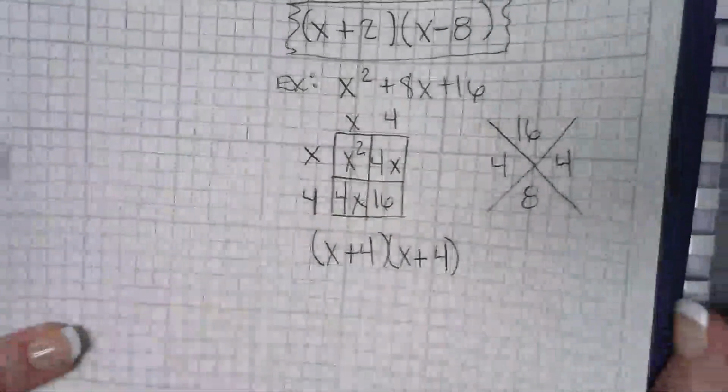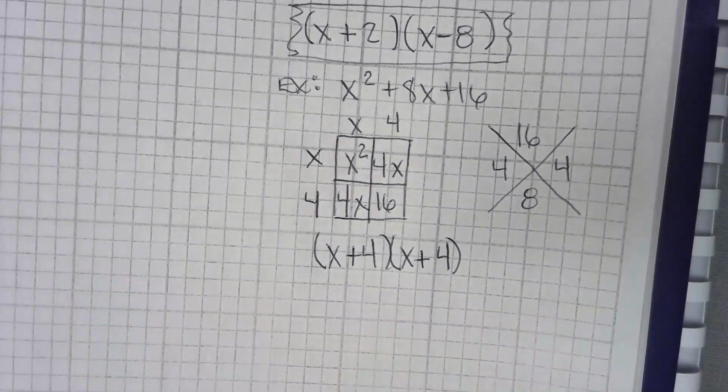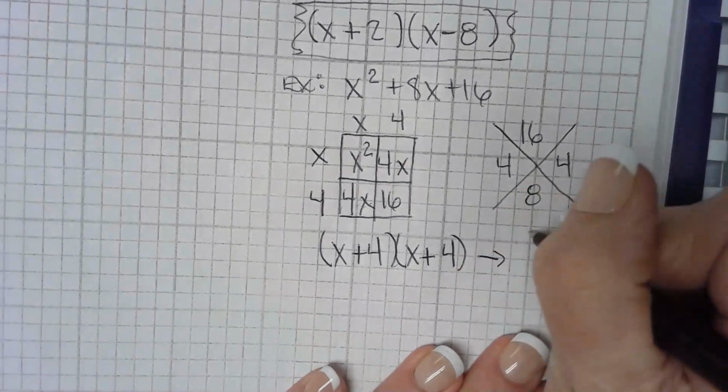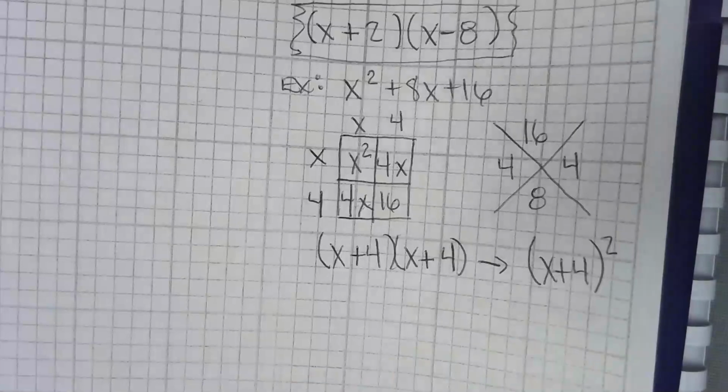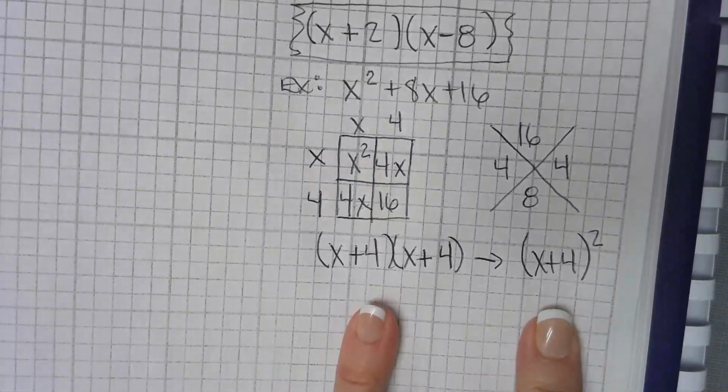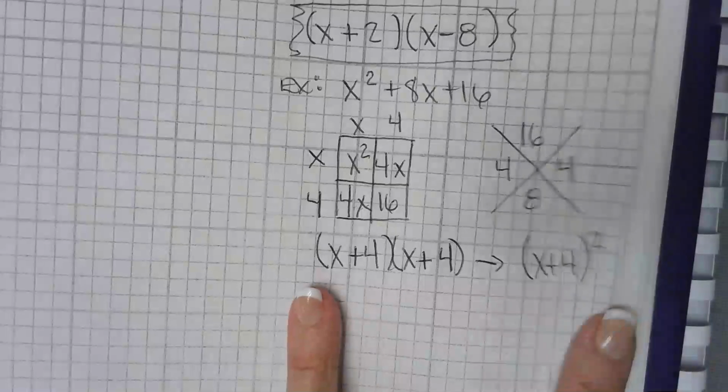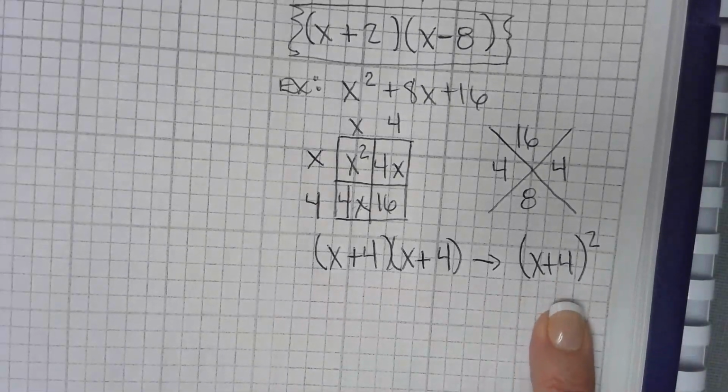And just so you know, since these are the same factors, you can write it in condensed form: X plus 4 squared. This and this are the same thing. These two are the same thing. This is a condensed way of writing it where it looks better.